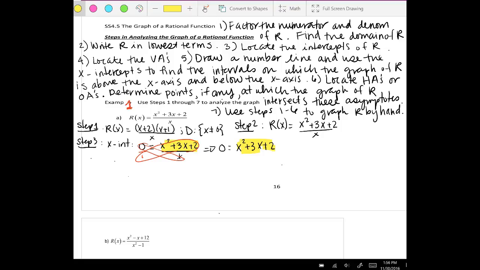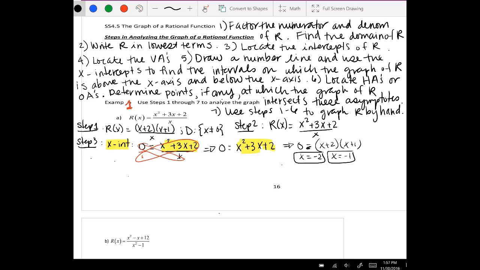When you're looking for an x-intercept, it's the same as just taking the numerator and setting it equal to 0. So you don't have to cross multiply any longer. I've already factored the numerator, so I'm just going to copy the factors from step number 1. So 0 equals x plus 2 times x plus 1. I'm just going to set each one equal to 0. So my x is going to be at negative 2, and the other x-intercept is going to be at negative 1.